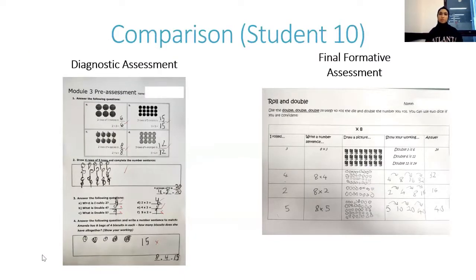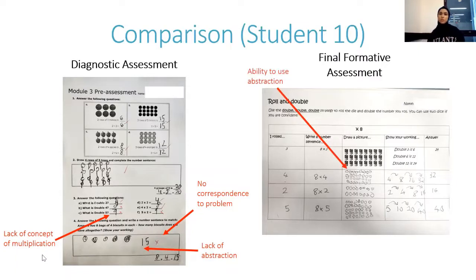So this is just a brief comparison of student number 10, whose diagnostic assessment was displayed prior in this video, as well as their final formative assessment. So the first diagnostic assessment shows a lack of understanding and a lack of concept of multiplication, as well as a lack of correspondence to the problem. In the final formative assessment, he was actually able to use abstraction to convert the number sentence into a diagram, and he was able to use the multiplication strategy effectively to solve the problem.